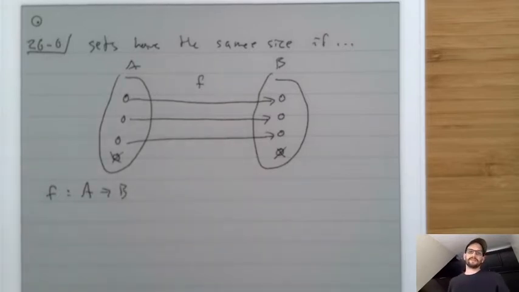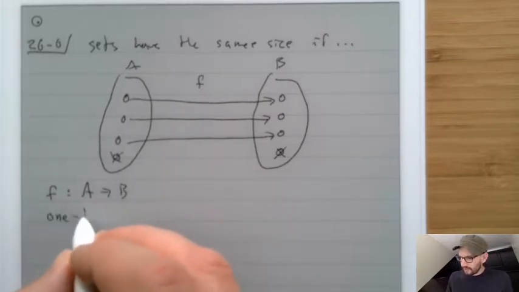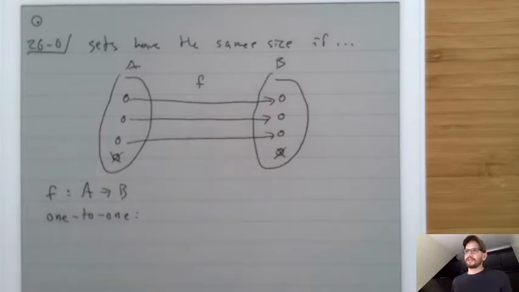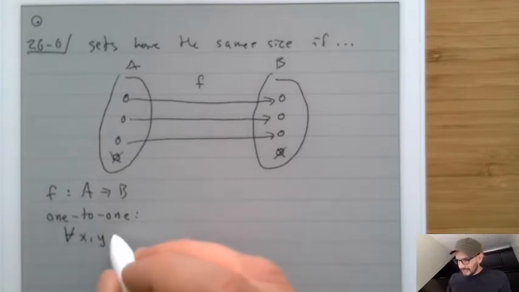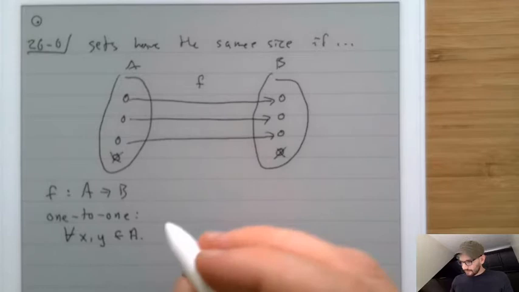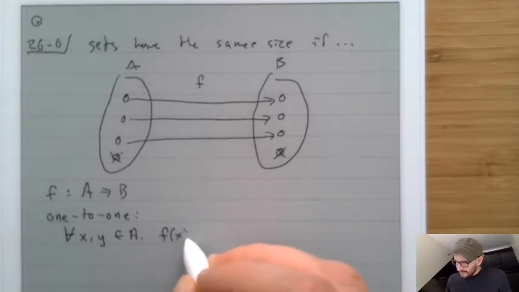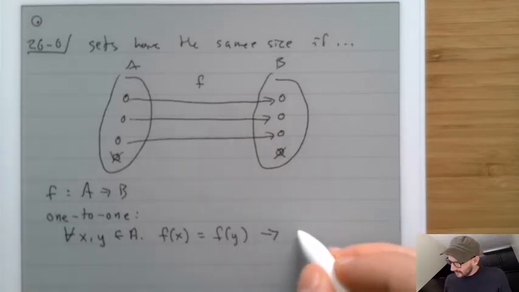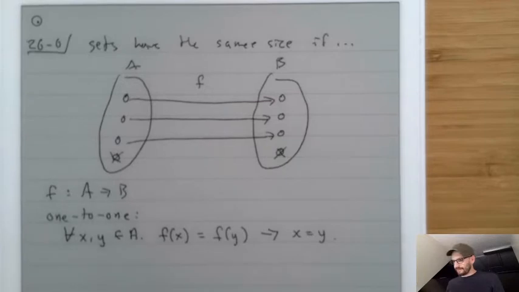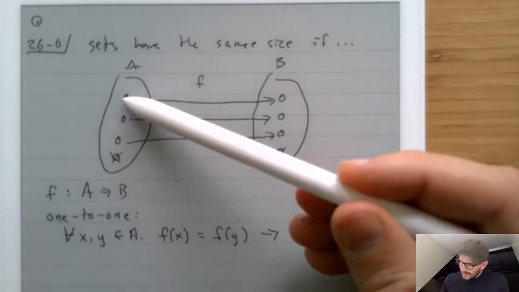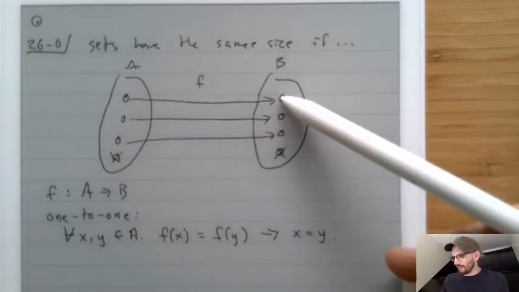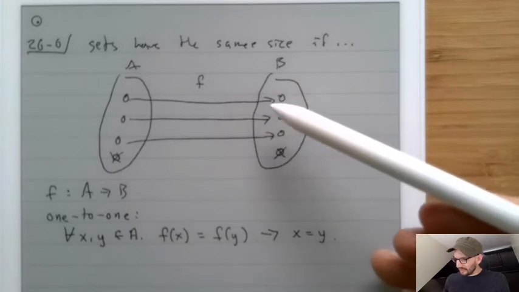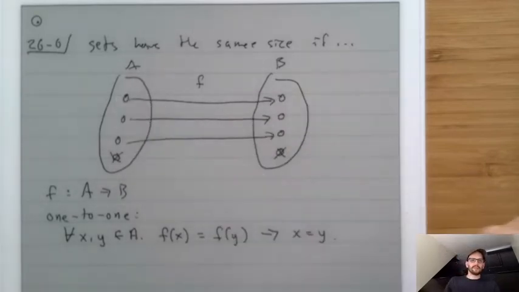The first property is called 1 to 1. And this property goes like this. For all x and y inside of A, f of x equals f of y implies that x equals y. So what does that mean? That means that if we map x to something over here and y to something over there, and those two things happen to be the same thing, then the things over here must have been the same.